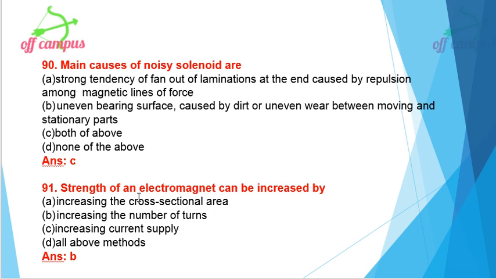Strength of an electromagnet can be increased by increasing the cross sectional area, increasing the number of turns, increasing current supply, or all above methods. So, by increasing the number of turns, the strength of an electromagnet can be increased. Option B, increasing the number of turns, is the right option.